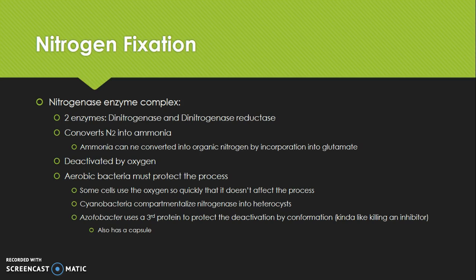Cyanobacteria compartmentalize their nitrogenase. They put it in these little vesicles called heterocysts, and they do all the reduction in those vesicles, but those vesicles don't allow in oxygen, right? Azotobacter uses a third protein. You can think of oxygen as an inhibitor. It attacks either at the active site or at an allosteric site, whatever it may be, but it has to attach to that enzyme in some manner to change the conformation of it.